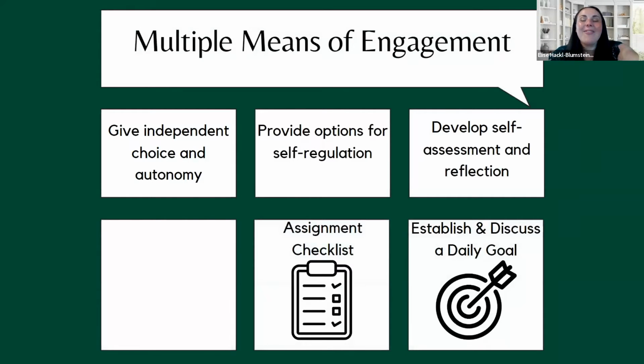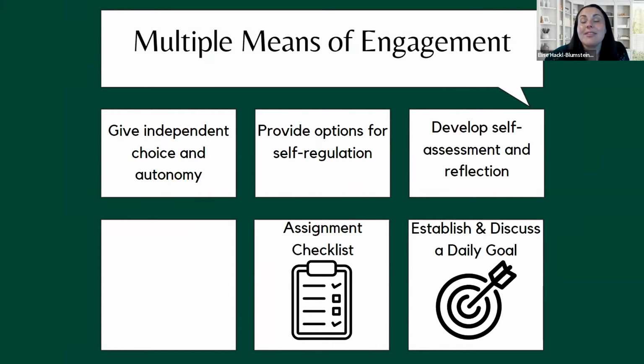Then, if we go ahead and look at what that might mean, here are some examples. So again, we talked about giving independent choice and autonomy. That's going to look a little bit different for every student because everybody has different things that they're interested in. They have different choices that they can make, and they have different ways of feeling empowered. It's about that empowerment piece.